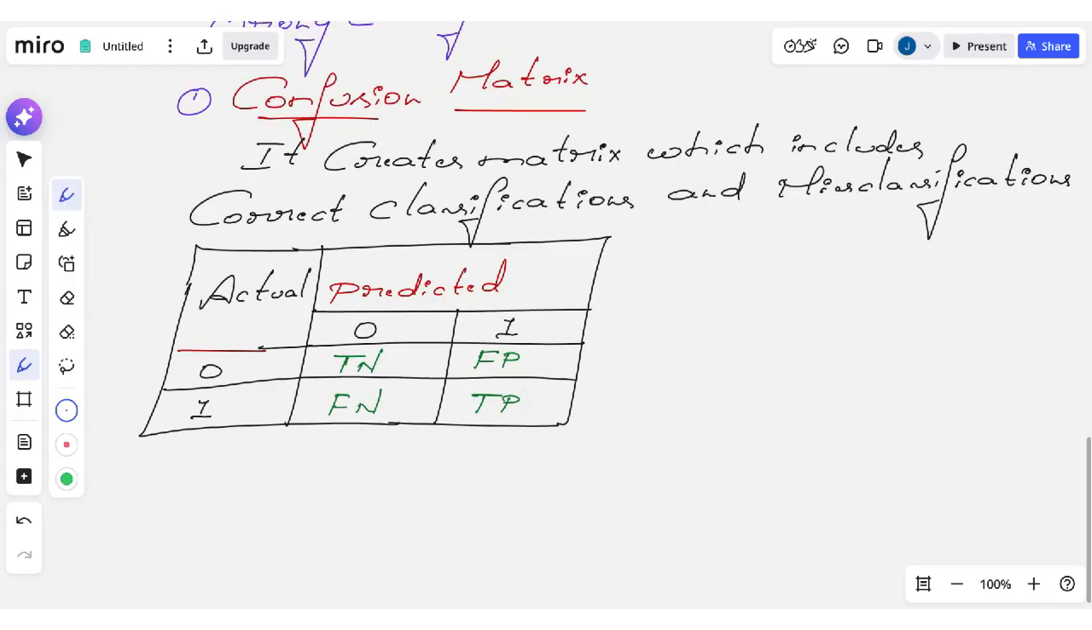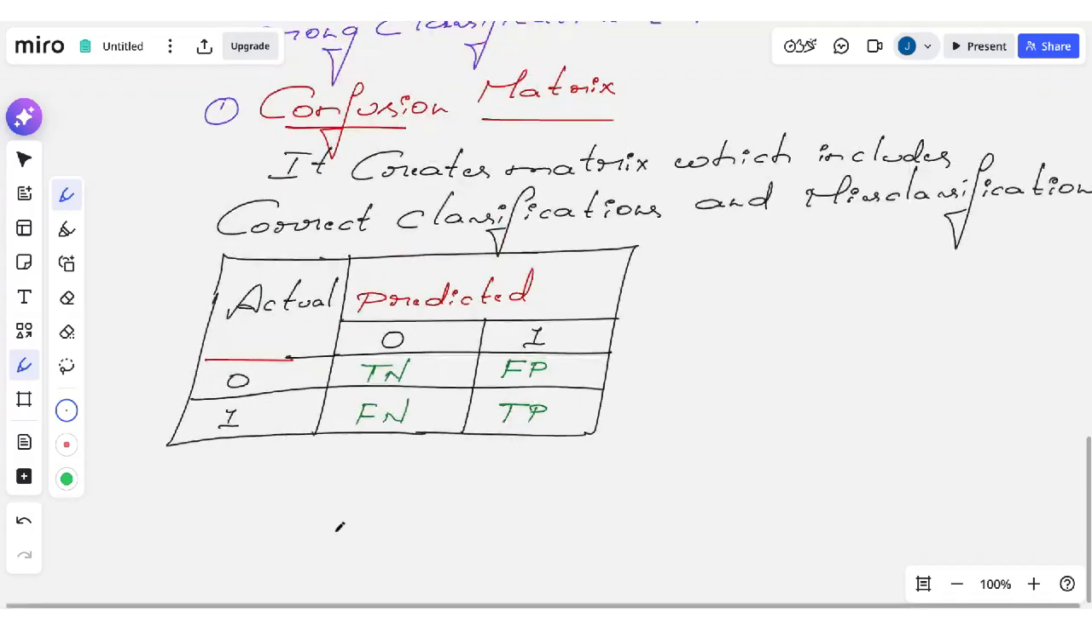Is everything clear so far? Understood the matrix? Same way, in the place of true negative, false negative, true positive, basically you will get the values. Okay, all good? Shall I proceed to the next one?